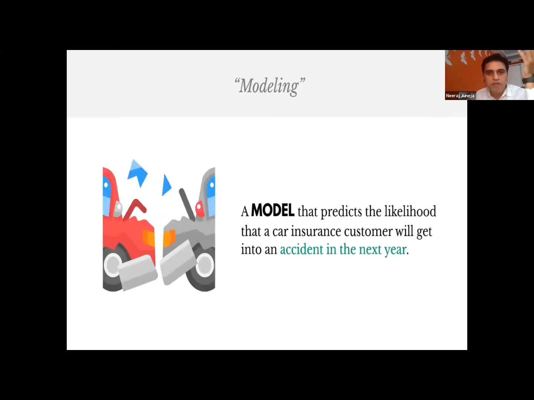So a model, for example, a model that predicts the likelihood that a car insurance customer will get into an accident in the next year. So that can be one of the examples of a model which an insurance company has developed in order to predict the occurrence of an accident next year with a particular customer profile.